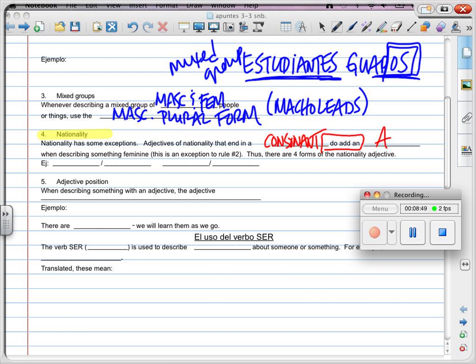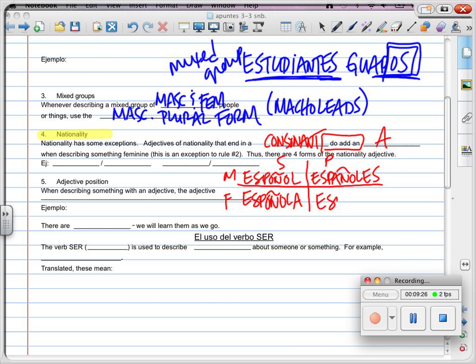Here's an example. Let's put our chart up. You guys remember this chart. It's going to be your best friend. Mask, fem, sing, plural, okay? Español. This is somebody from where? If you said Spain, you're right. If you said Venezuela, you're wrong. If you said nothing, you're wrong. So if it's a female that we're speaking of, we're going to say española. If it's a male that we're speaking of, it's more than one, it ends in a consonant, what do? Españoles. And then for women, we are going to say españolas.